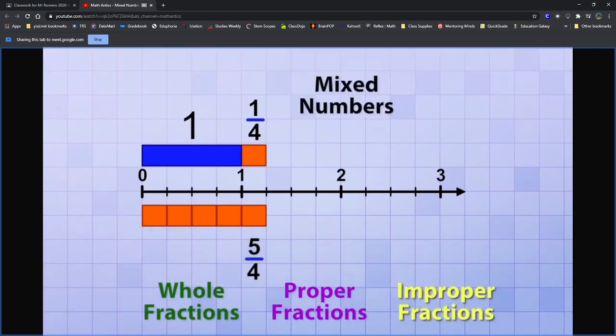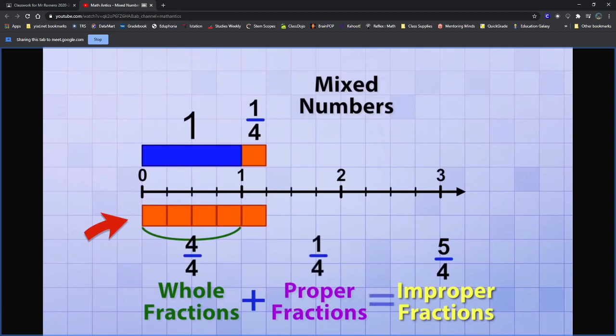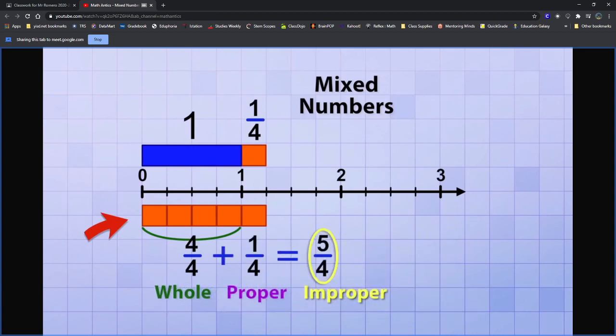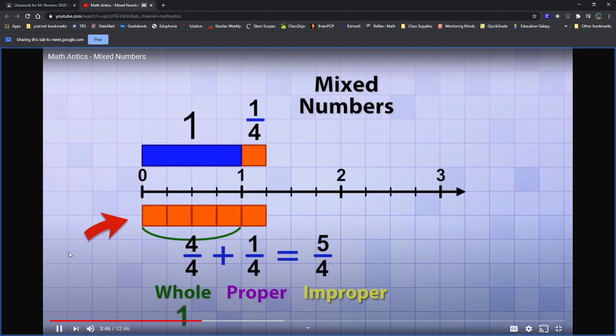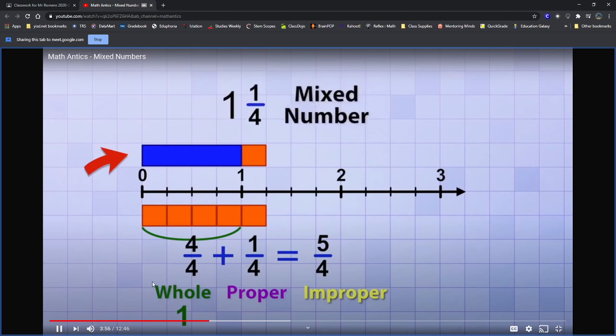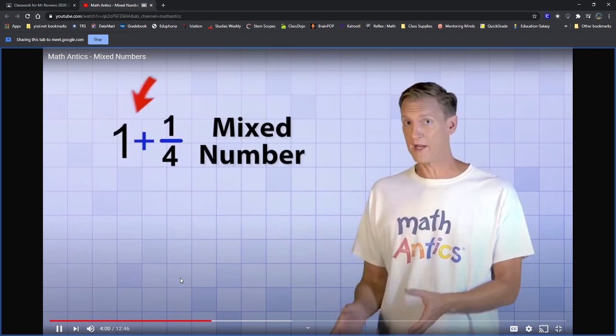Whole fraction. Mixed numbers. Whole fraction. Proper fraction.